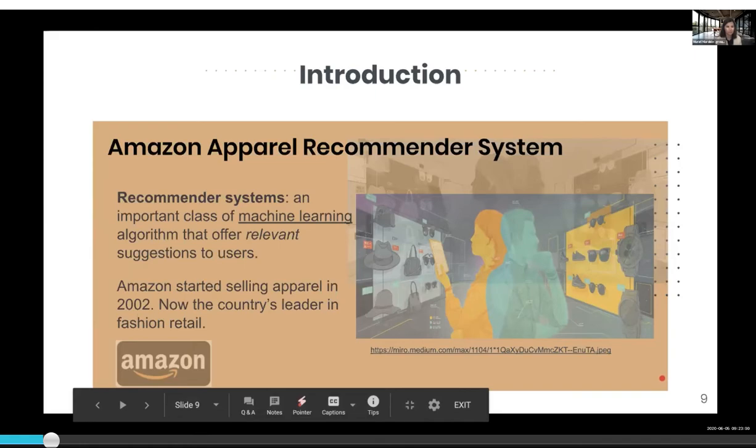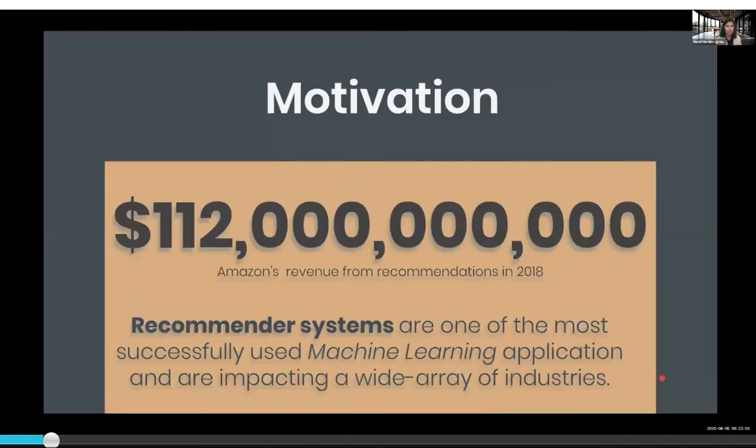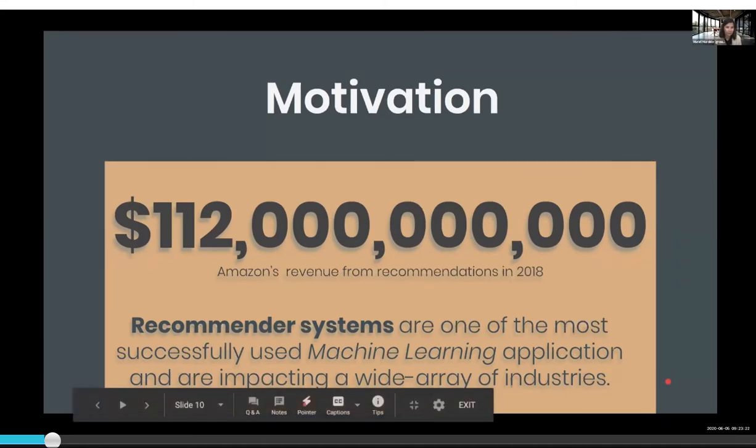Next slide. So how much do they actually make from their recommender systems? In 2018, they made about $112 billion just from their recommendations. So it is very important to them. And without the system, Amazon would be $112 billion poorer. Next slide.